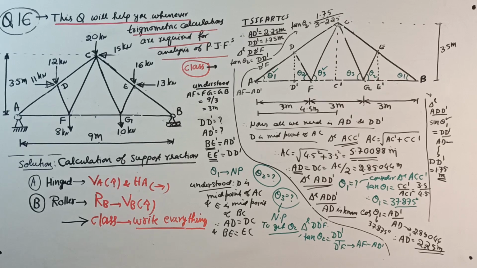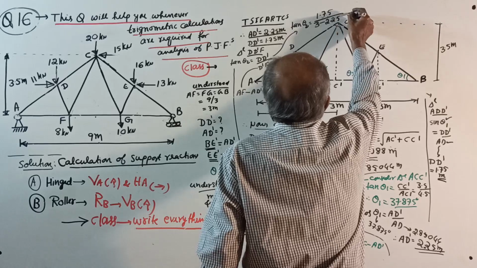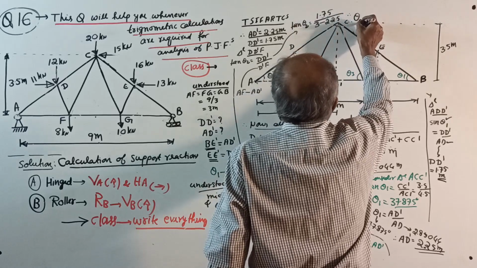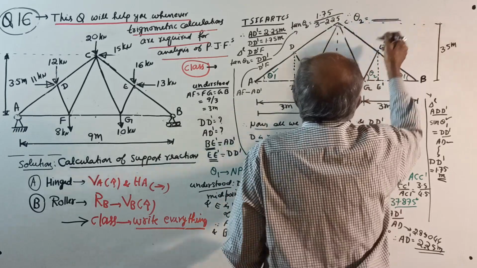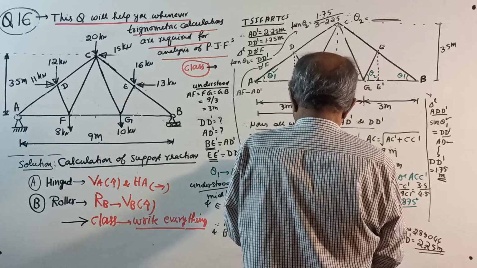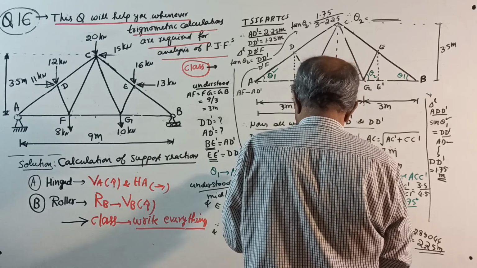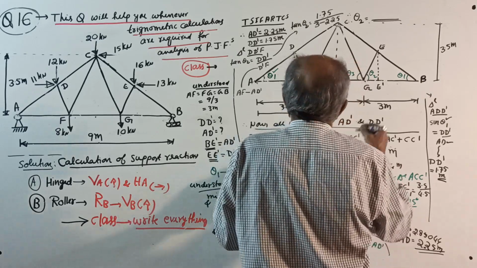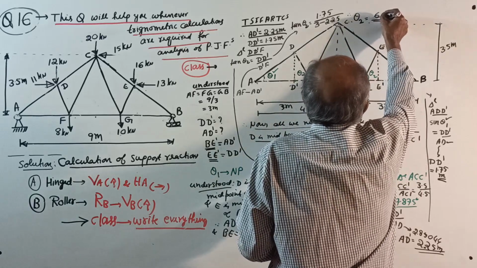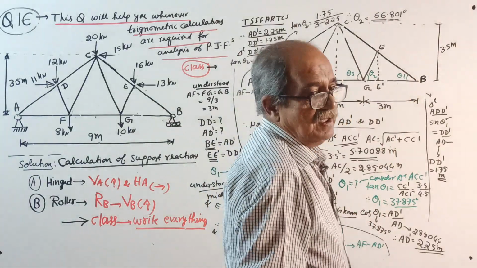No problem here. Okay, 2.25. Space problem is not there. Therefore, you get the value of theta 2. Theta 2 will come: 1.75 divided by bracket 3 minus 2.25, shift tan inverse, answer 66.801 degrees. Okay, over.